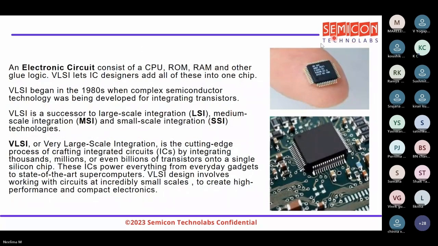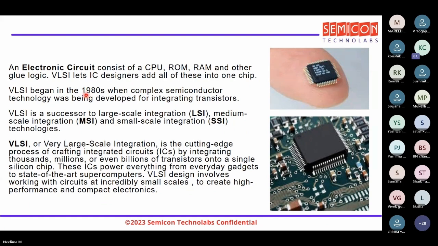All right, let's go with electronic circuit. An electronic circuit consists of CPU, ROM, RAM, and other glue logic. We all might be aware of central processing unit, read-only memory, RAM, and other glue logic. Now what happens is VLSI lets IC designers, IC meaning integrated circuits, add all of this into one chip. If you see on the right side, look at the VLSI chip here. It's so small that on your finger it looks so small. This is the size of the chip.